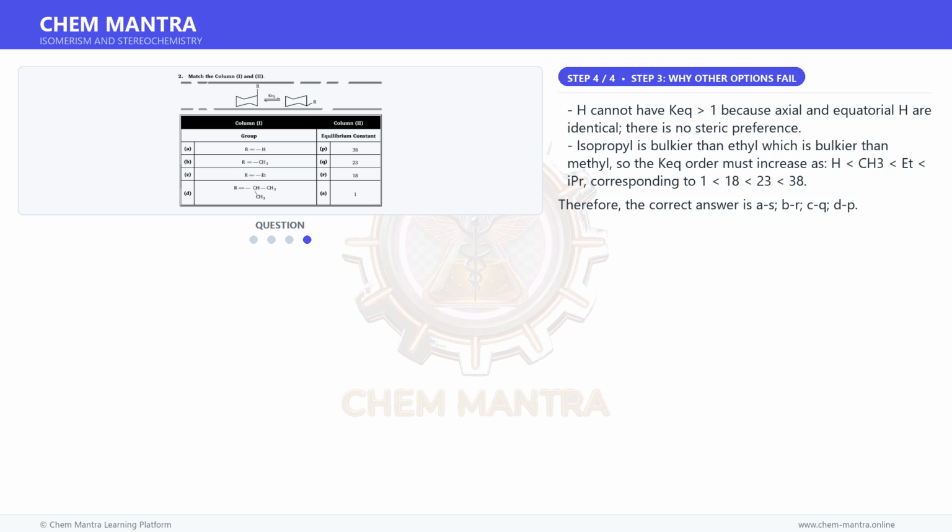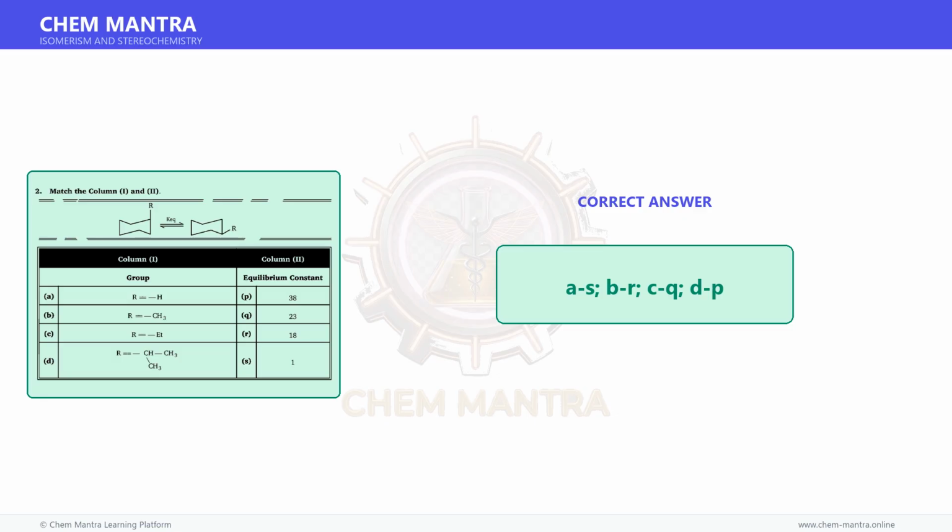And for the final step. H cannot have K greater than 1 because axial and equatorial H are identical, there is no steric preference. Isopropyl is bulkier than ethyl, which is bulkier than methyl, so the K order must increase as H, CH3, ethyl, iPr, corresponding to 1, 18, 23, 38. Therefore, the correct answer is A-S, B-R, C-Q, D-P. The correct answer is shown on screen.